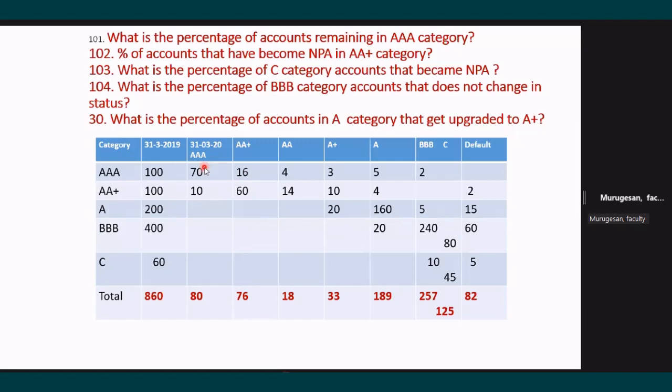Understood? This is called rating migration. Remember, rating risk migration. Migration means it will be downgrading. Some accounts will be upgraded, some accounts will be downgraded. What is downgrading? Moving down to a lower grade is called downgrading. Moving up from one category to a better category is called upgrading. In the next year, 70 accounts are still in AAA. That means another 30 accounts are totally destroyed, meaning downgraded. Of 100 accounts, 70 are still in AAA, and 16 accounts have come down to AA plus.